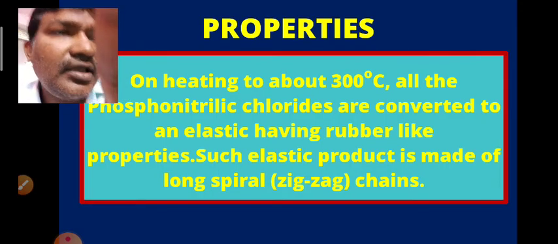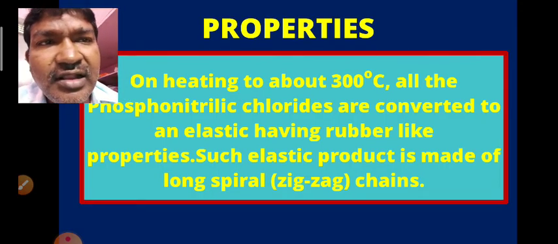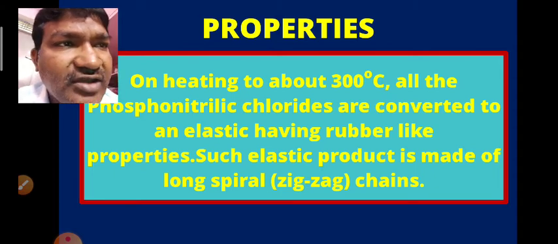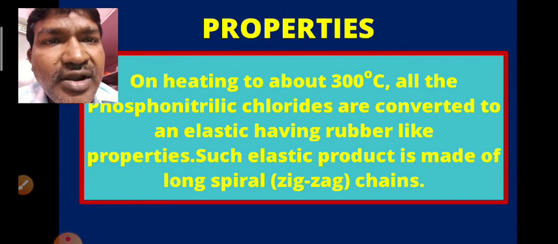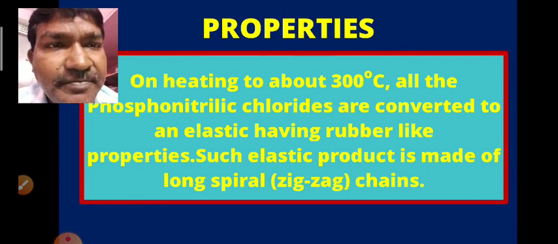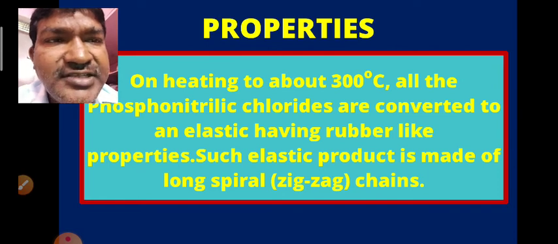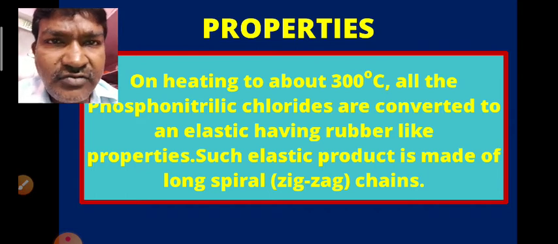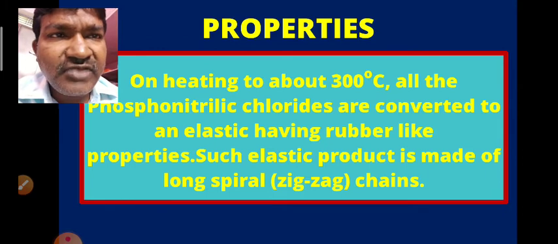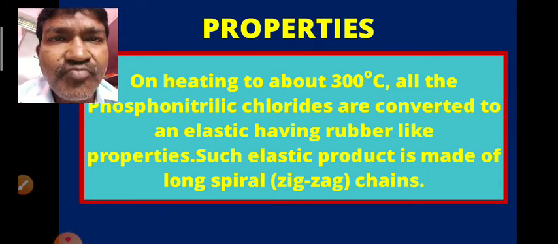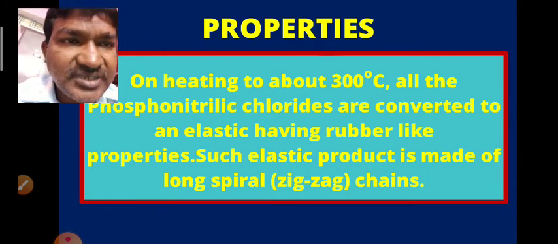On heating about 300 degrees centigrade, all the phosphonitrile chlorides are converted to an elastic rubber-like polymer. So all the polymers, phosphogens, on heating change into a material which looks like rubber. We know very well that rubber is an elastic substance. In the similar way, here also phosphogens form an elastic substance.